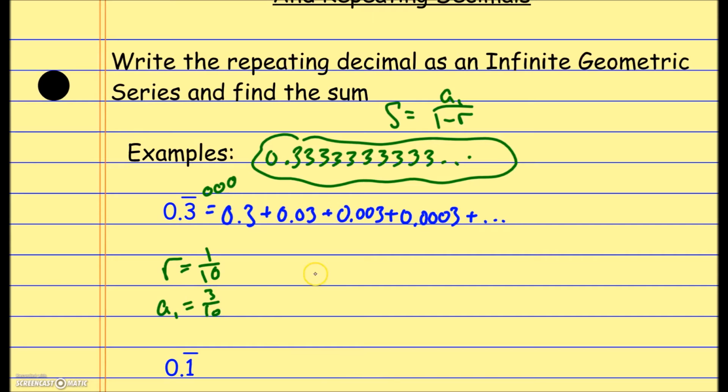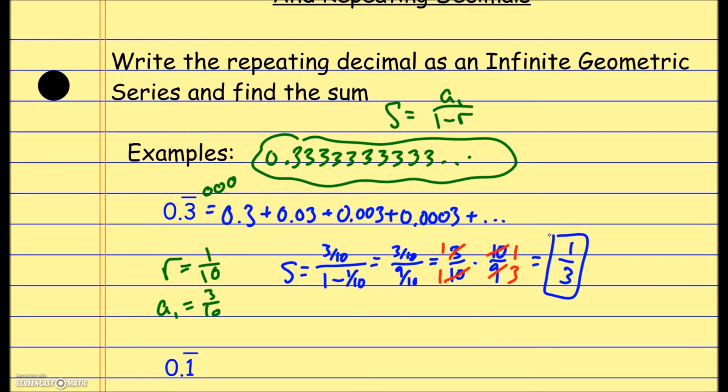Now we use our formula. The sum equals a sub 1, which is the 3/10, over 1 minus r, which is the 1/10. I simplify: that's 3/10 over 9/10. Dividing by a fraction is the same as multiplying by the reciprocal, so I multiply by 10 over 9. Now I can cross reduce: the 10 and the 10 reduce to a 1 and a 1, the 3 and the 9 reduce to a 1 and a 3, and multiplying straight across I end up with 1/3. That's not surprising to us. This is one of the few repeating decimals that we know: 0.3 repeating forever is 1/3, but here's why.